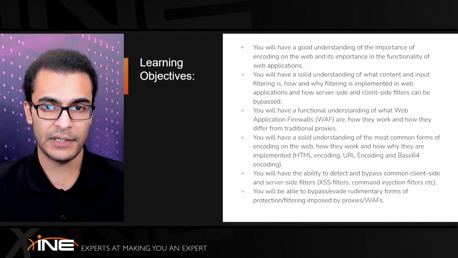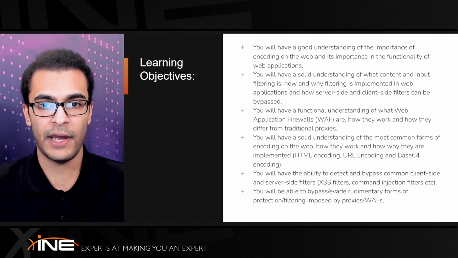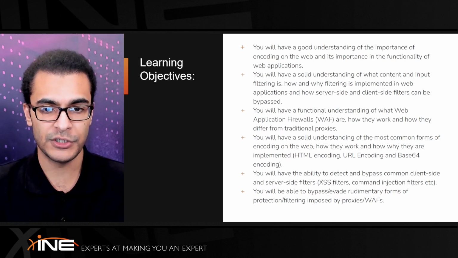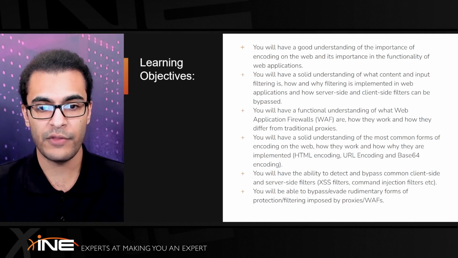You'll then have a functional understanding of what web application firewalls are, how they work, and how they differ from traditional proxies. So we got an introduction to evasion, where we took a look at the actual process of implementing security controls or security mechanisms like proxies or even web application firewalls. So we pretty much got an understanding as to what they are, how they work, and how web application firewalls differ from traditional proxies. You'll also have a solid understanding of the most common forms of encoding on the web, how they work and how they are implemented.